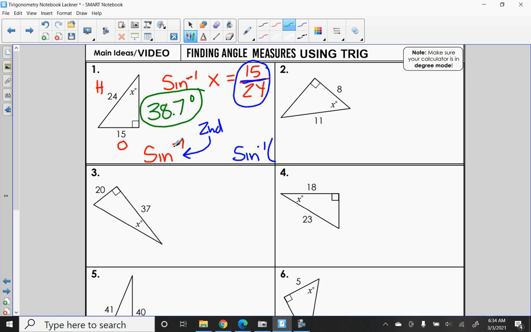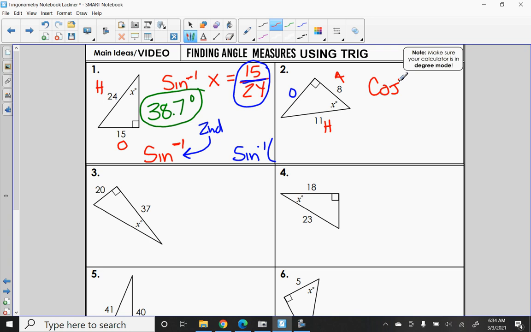So let's do another one. Okay, according to angle x on number 2, opposite is over here and it's blank, so I will not use opposite. This is the hypotenuse, and this is adjacent. So this is going to be cosine.